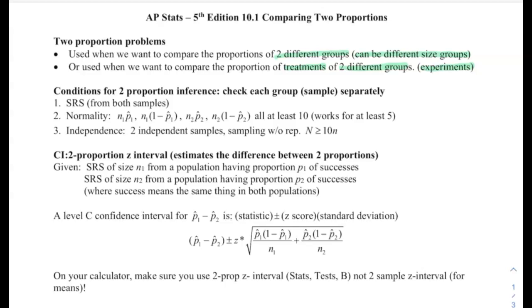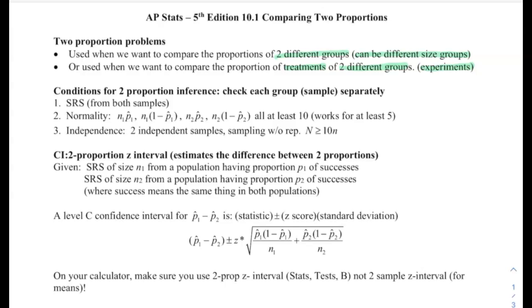So all of the conditions are still the same. We're still checking for random, for independence, for normality. Now we just have more to work with. We have to check each individual proportion and make sure each one is at least 10. And since it's a two sample now, we'll continue even if it's at least 5. They say the rule is at least 10, but 5 is fine too. And for the 10% rule, we've got to check each individual sample as well. And for the randomness, you've got to check both samples.